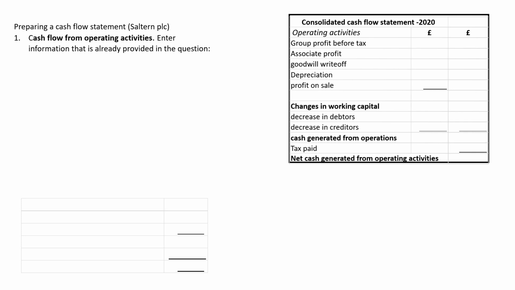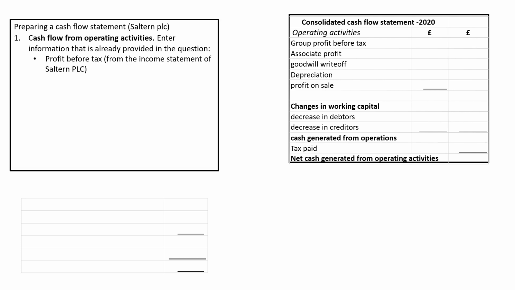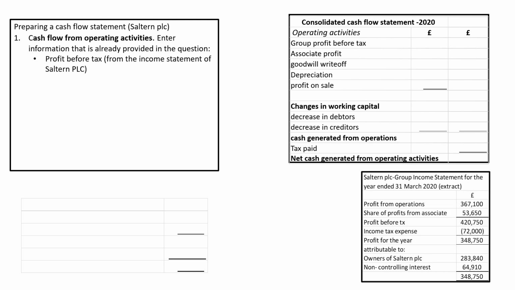So let's look at Salton PLC. We're going to compute the cash flow from operating activities. We start by entering the information that is already provided in the question, for which we have to do no workings. And these are the profit before tax taken from the income statement, which if you look at it, it's 420,750, and we put that in the cash flow statement. Share of associated profits 53,650.